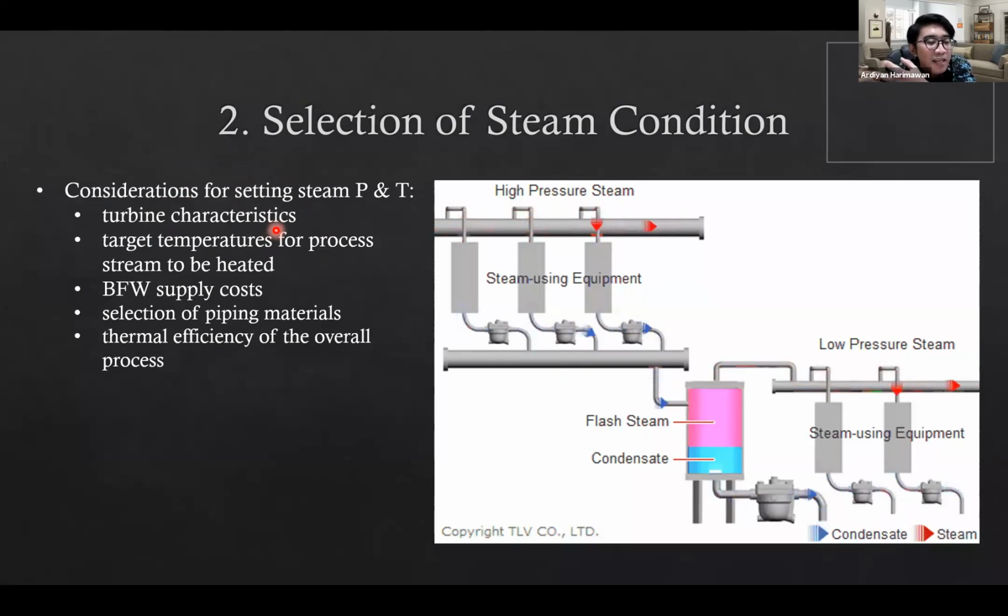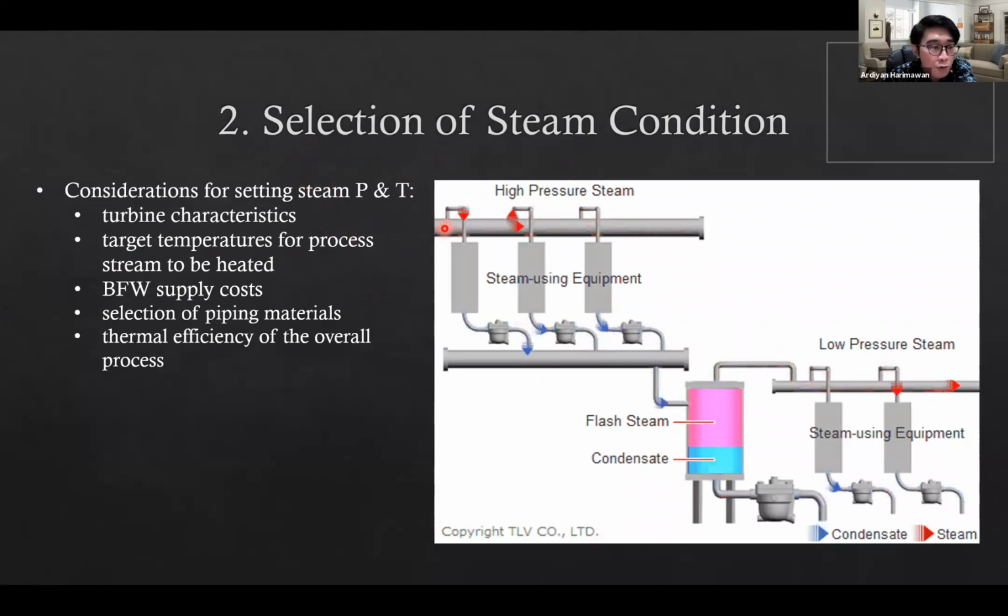as the fuel, or as the mover of the turbine. And then beside the turbines, the consideration of the steam condition, or steam pressure and temperature, will also be influenced by the target temperature for the process that requires heating. Because steam is not only used for moving the turbine, but also used to heat some process, because maybe some process requires higher temperature, or maybe heat exchangers require hot temperature, right? To sterilize some raw materials.